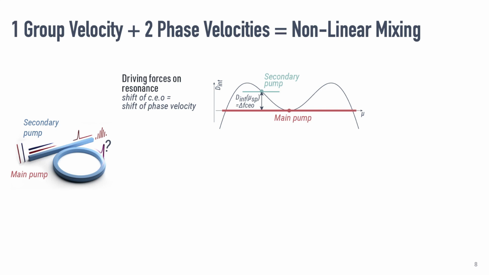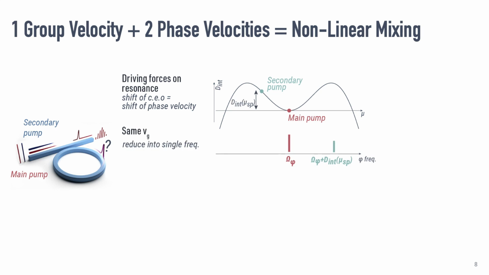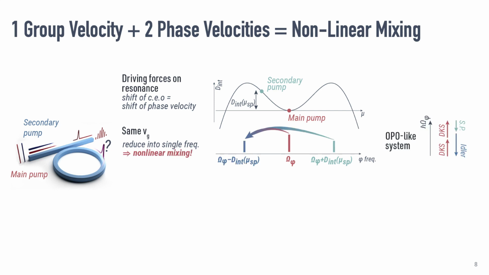So it's delta f_CEO. If you recall the slides above, the carrier envelope offset is essentially a shift of phase velocity. So what you have here is exactly the same group velocity in your resonator, which is what has been shown in previous work, but you have introduced a shift of phase velocity. What does that mean? You have one frequency, the soliton, and another frequency, your secondary laser. We're in a nonlinear system, right? So pretty easily, you can mix them.